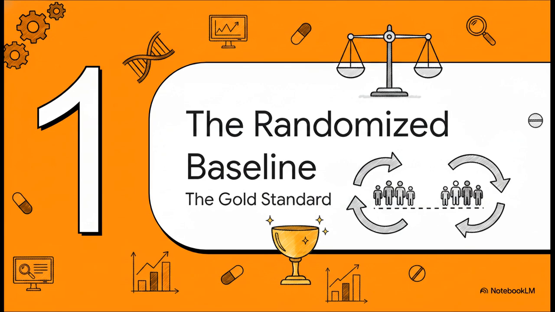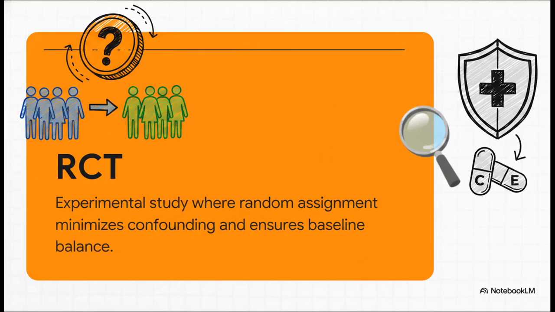Section 1. The randomized baseline. To really wrap our heads around why missing data is such a massive headache, we first need to look at the absolute gold standard of clinical research, the randomized controlled trial, or RCT. The whole goal here is to create a perfect prognostic balance between two groups. And why do we randomize? Because random assignment minimizes the impact of known and, crucially, unknown confounders. If we have a perfectly randomized baseline, the only difference between our control group and our experimental group is the intervention itself. This baseline balance is like a protective shell of internal validity that makes the whole trial trustworthy before a single pill is even swallowed.